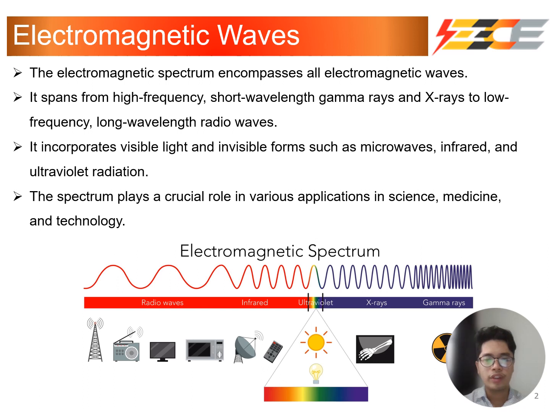The spectrum includes familiar forms of light, like visible light, as well as various types of invisible radiation, such as microwaves, infrared radiation, and ultraviolet light. Each region of the electromagnetic spectrum has unique properties and interactions with matter, making it essential for various scientific, medical, and technological applications.